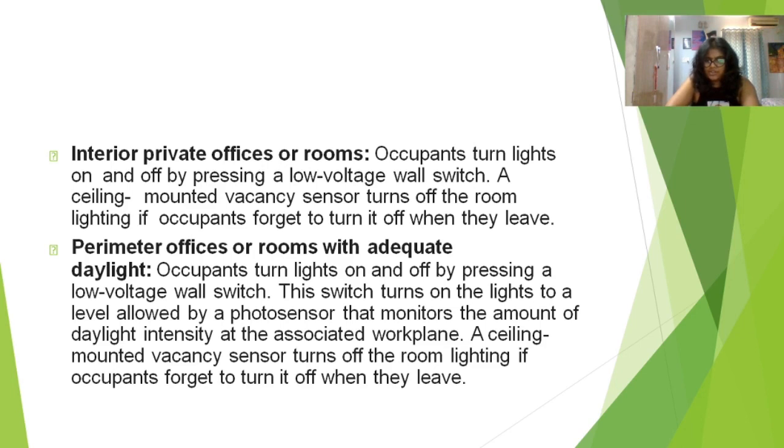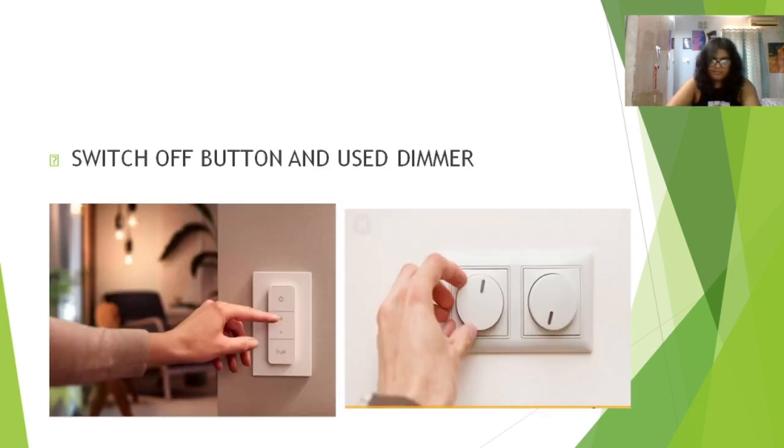Perimeter offices or rooms with adequate daylight. Occupants turn lights on and off by pressing a low voltage wall switch. This switch turns on the light to a level allowed by the photosensor that monitors the amount of daylight intensity at the associated workspace. A ceiling-mounted vacancy sensor turns off the room lighting if occupants forget to turn it off when they leave.